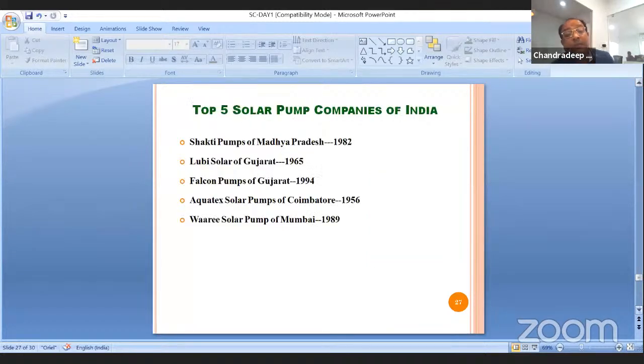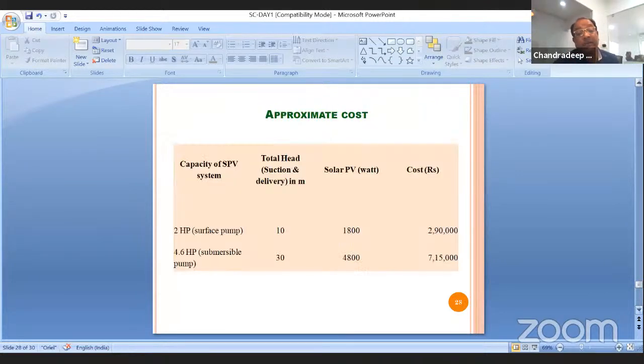Top five solar pump companies of India: Shakti Pump of Madhya Pradesh, which was incorporated in 1982; Ruby Solar of Gujarat, 1965; Falcon Pump of Gujarat, 1994; Aquatic Solar Pump of Coimbatore, 1956; Wari Solar Pump of Maharashtra, Mumbai, incorporated in 1989. Approximate cost: 2 HP, so total head suction and delivery, solar photovoltaic module capacity 1800, cost 2,90,000.